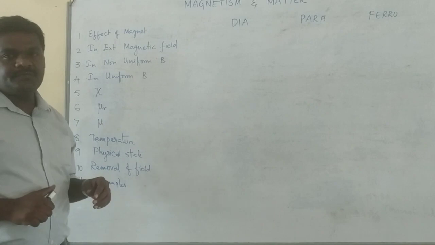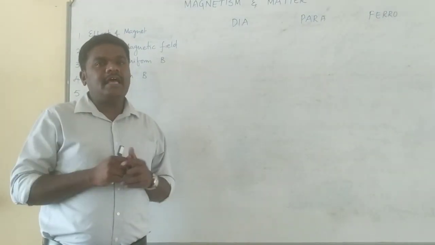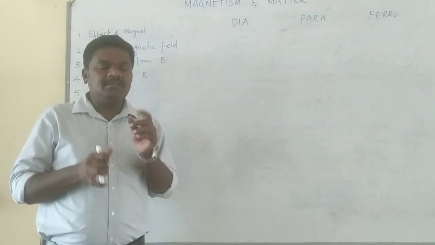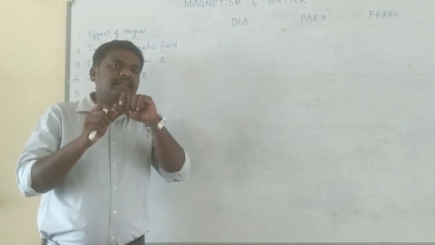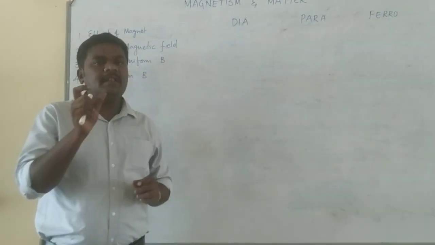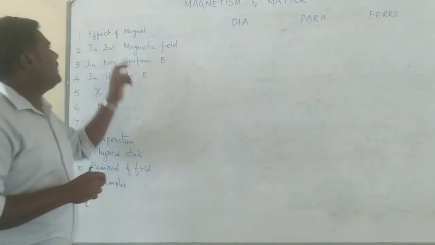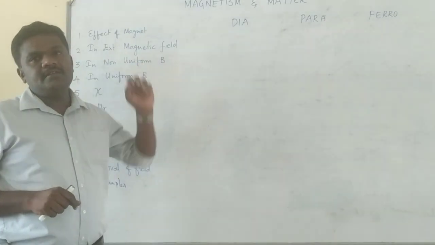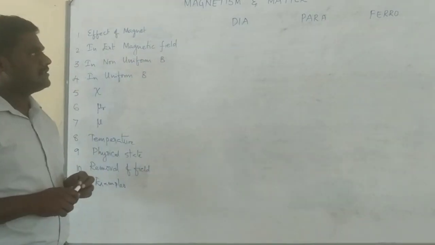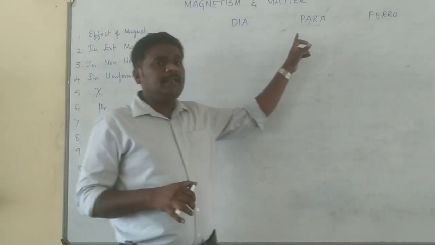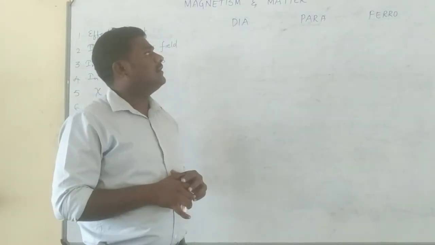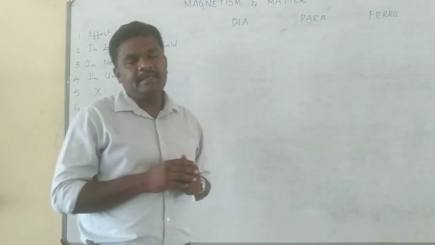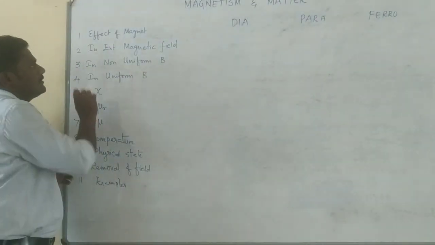If you take a magnet and slowly bring it near a diamagnetic substance, diamagnets are feebly repelled. Feebly repelled means they will not attract; instead they get repelled by a very weak force. Feeble refers to very low. So I repeat, diamagnetic substances are feebly repelled by magnets, whereas para substances are feebly attracted by magnets, whereas ferromagnetic substances are strongly attracted by magnets.